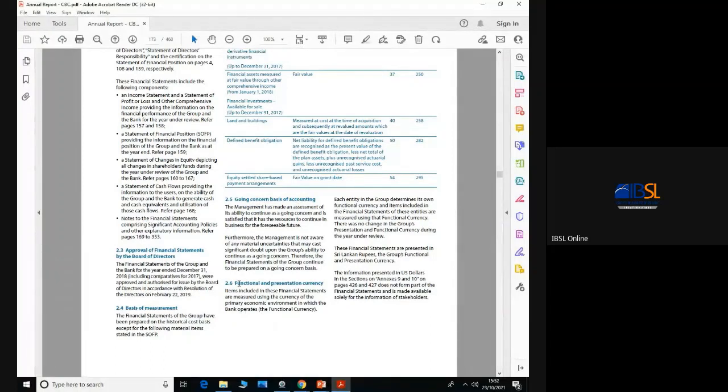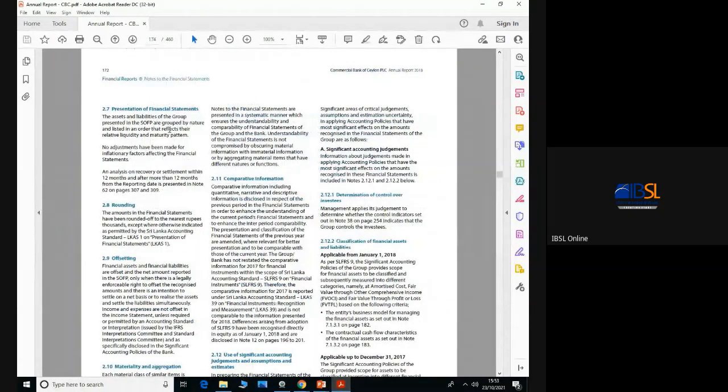Then here you will see the section that I am talking about, functional and presentation currency. So what do they say? Items included in these financial statements are measured using the currency of the primary economic environment in which the bank operates. That is known as the functional currency. Each entity in the group determines its own functional currency, and items included in the financial statements of these entities are measured using that functional currency. So they are specifically mentioning how they have valued the items in the financial statements when it comes to foreign currency elements.